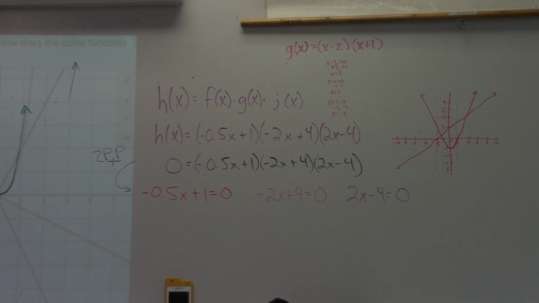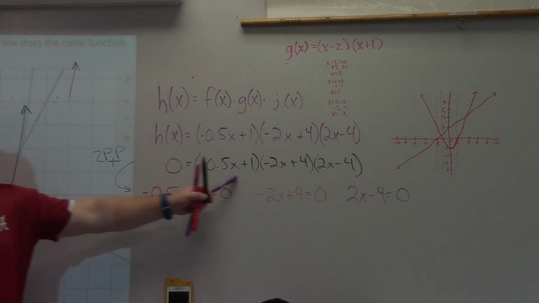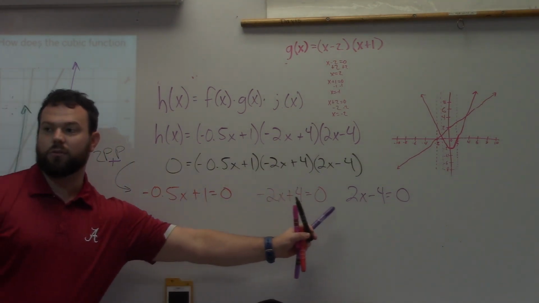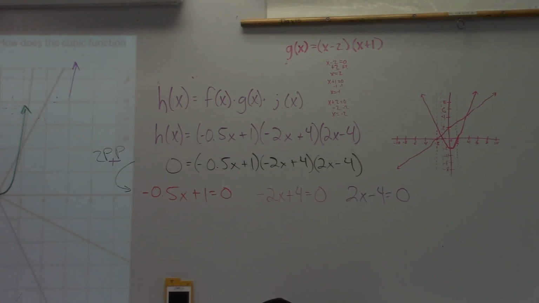Let me ask you this. What is the only way to multiply numbers together and get a product of 0? By multiplying a number by 0? So one of the factors has to equal 0? Yes. That's the zero product property. If this product is 0, one of the factors has to equal 0. So I set each factor equal to 0.